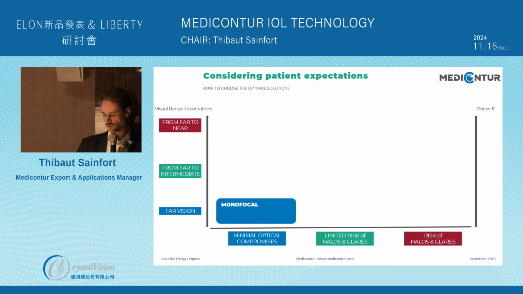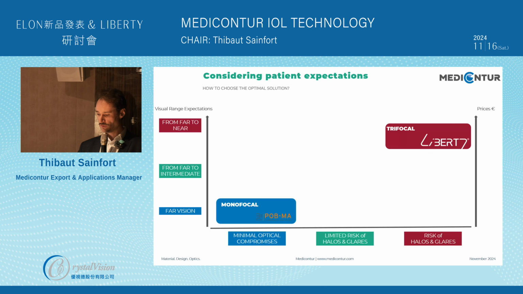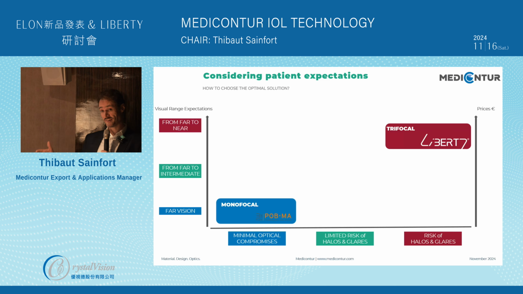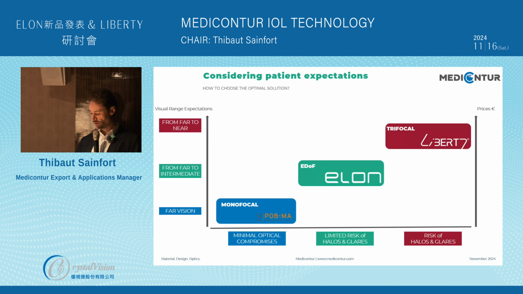At MEDICONTUR, we first developed the monofocal IOL, the preloaded, hydrophobic one. After that, we developed the LIBERTY lens, which is a trifocal lens. Basically, the more vision you want, the more risky it is for the patient, and the more pricey it is. So we wanted to have an IOL in between those.